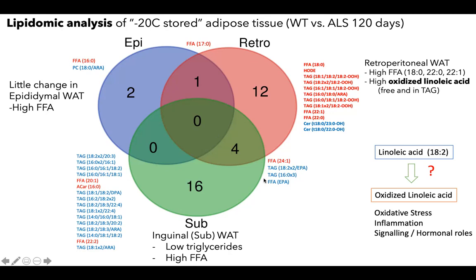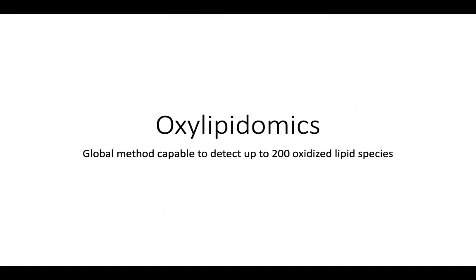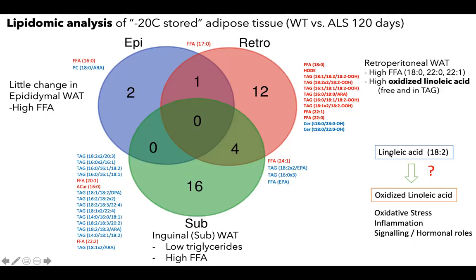But anyway, linoleic acid, we found oxidation in linoleic acid, and oxidized linoleic acid could be a marker of oxidative stress, could also be a result of chronic inflammation. And we know that there are some oxidized linoleic acid species that act as signaling and hormonal species. So based on this data, we thought that it would be important to check whether we can find oxidized lipids also in the circulation.